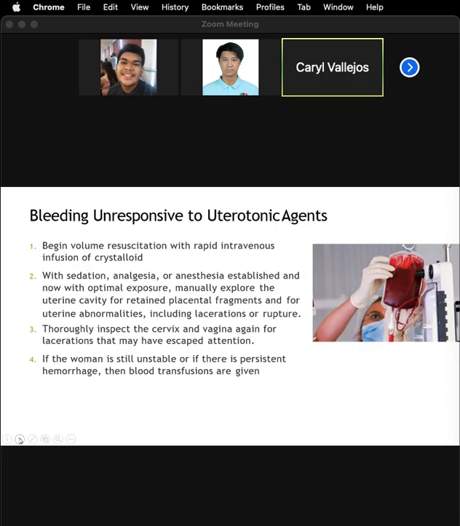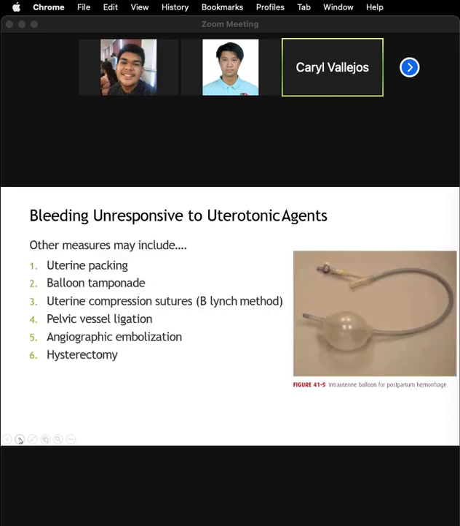With sedation, analgesia or anesthesia established, and now with optimal exposure, manually explore the uterine cavity for retained placental fragments or for uterine abnormalities, including lacerations or rupture. Thoroughly inspect the cervix and the vagina again for lacerations that may have escaped attention. If the woman is still unstable, or if there is persistent hemorrhage, then blood transfusion should be given.